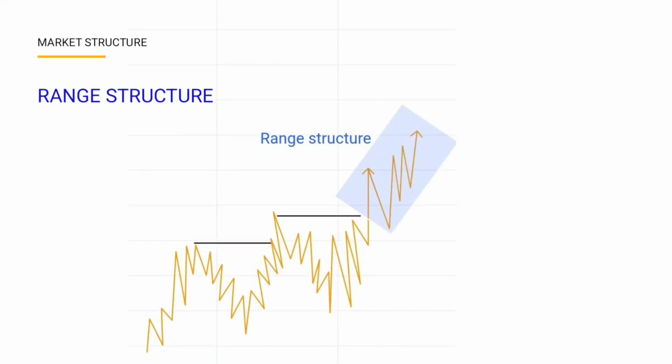Then what is range structure? Range structure is similar to internal structure. Range structure is the part of the impulsive wave that occurs after the break of market structure. That is the range structure.